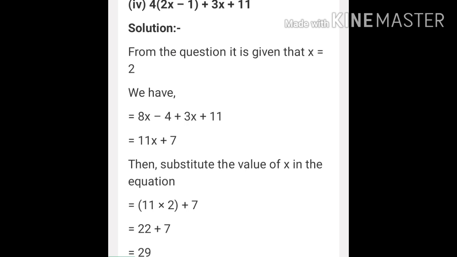x terms will be added and constant terms will be added. 11x plus 7, we have got the expression. Now we will substitute x is equal to 2. 11 into 2, 22 plus 7 equal to 29 is the answer.